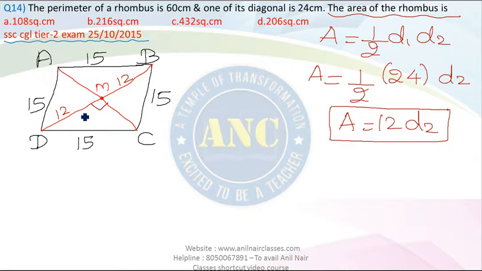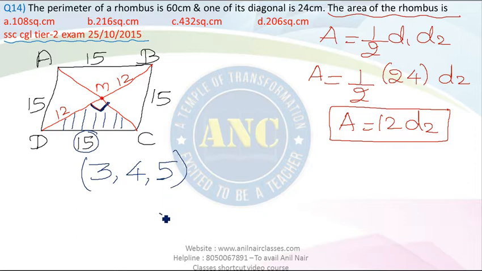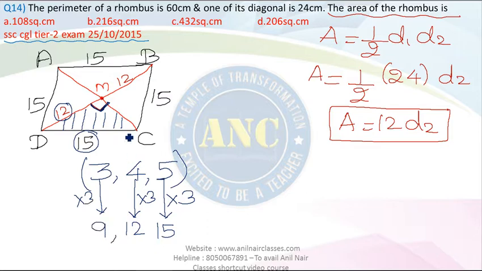If I take this bottom right angle triangle, DMC is a right angle triangle. Basic Pythagorean triplet is 3, 4, 5. Opposite to 90 degrees it is 15, and here it is 5. 5 should become 15, so multiply by 3. 4 into 3 is 12, that is this particular side. 3 into 3 is 9, that should be the value of MC. If the MC value is 9, MA value will also be 9. Totally AC value will be 9 plus 9, 18.